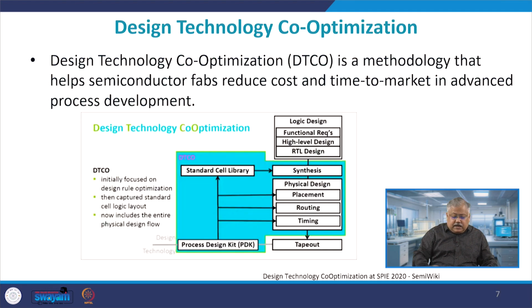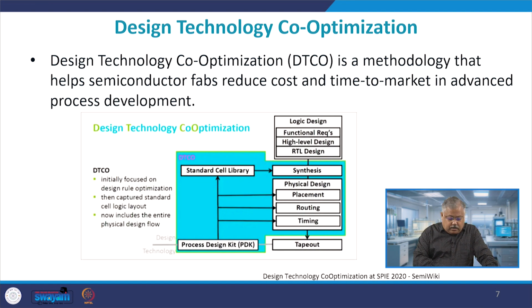Now let's look at the design technology co-optimization challenge, and this is basically a methodology that helps the fab to reduce the cost and the time to market in advanced process development. So there are techniques by which the fab actually tends to reduce the cost, right? And basically TTM, time to market, is very reduced in such cases.